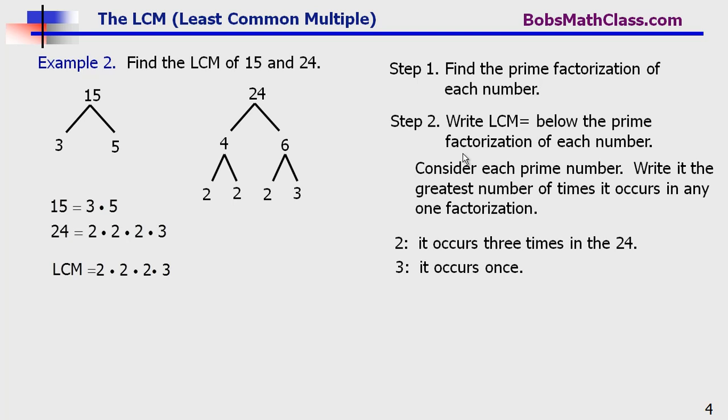Now the number 5. What's the greatest number of times the 5 occurs in one row? Just once. So now we can multiply that.